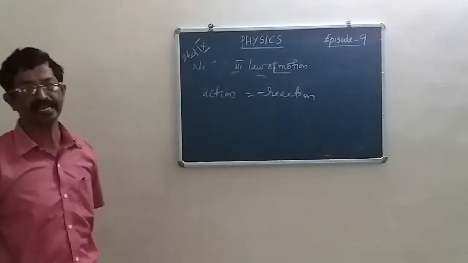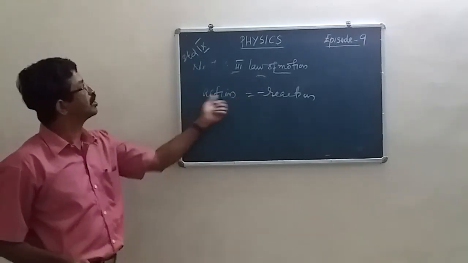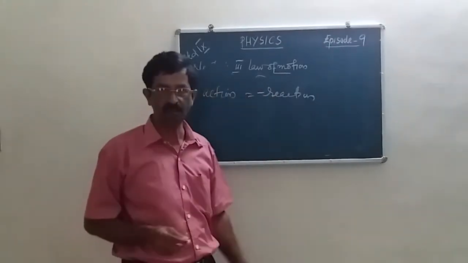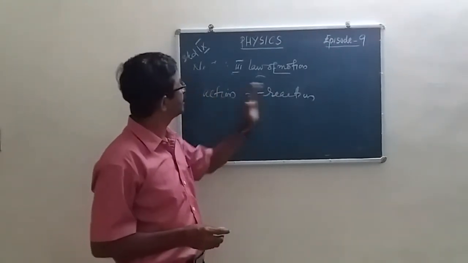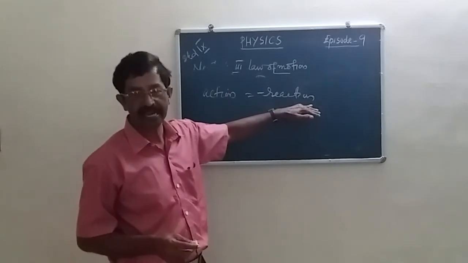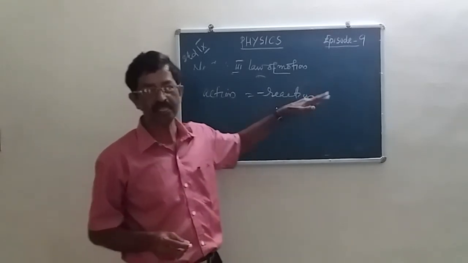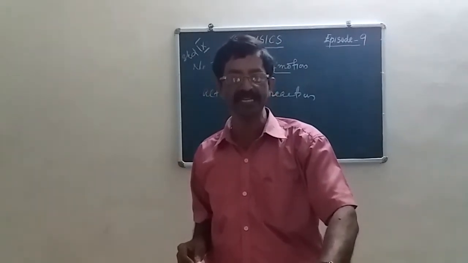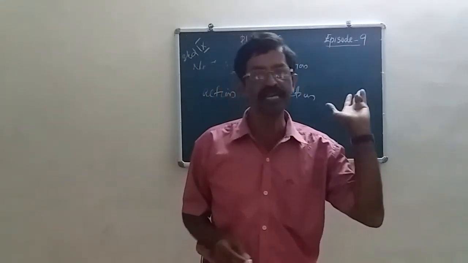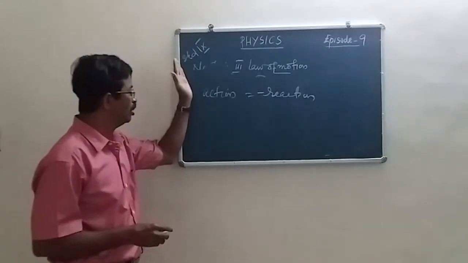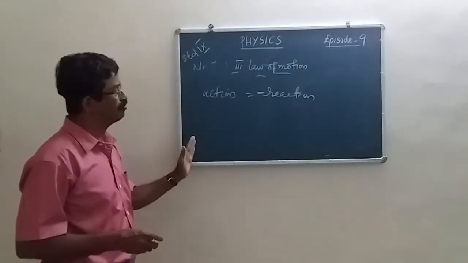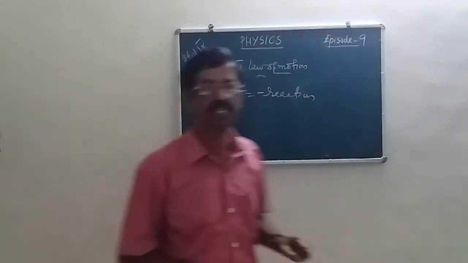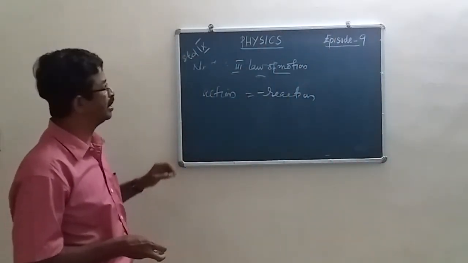So we put a negative sign, or minus, here because these two forces are equal, but they are acting in the opposite direction. Action is the force exerted on a body, and the reaction is exerted by that body on the first object. So Newton's third law we can define in another way also: for every action there is an equal and opposite reaction.